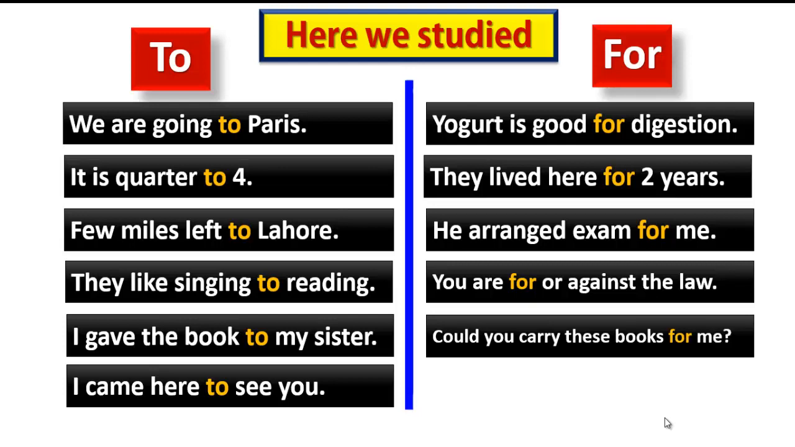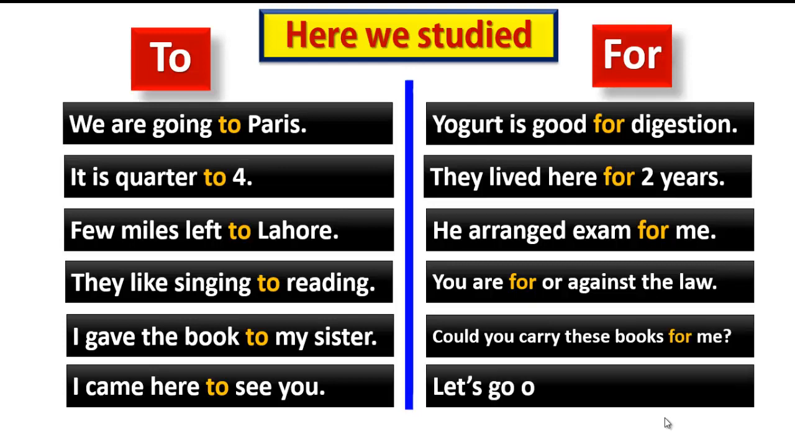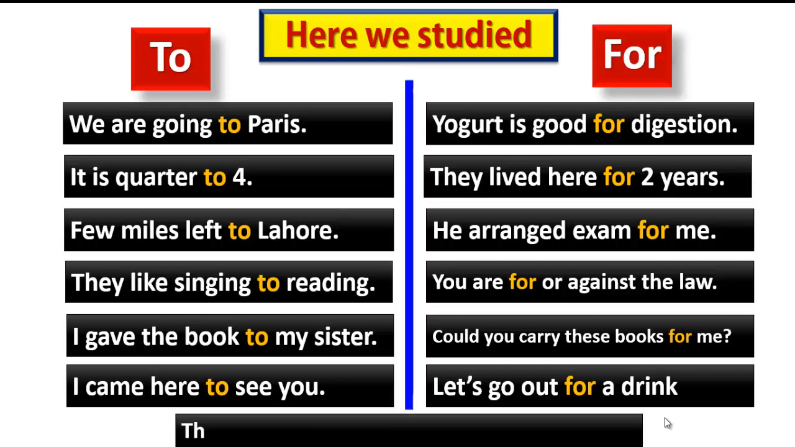It could also be used for motive and reason. Let's go out for a drink. Lastly, it should be used for the function of a thing. The ladle is a big spoon used for serving soup.